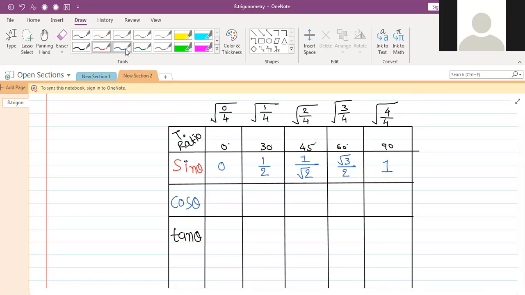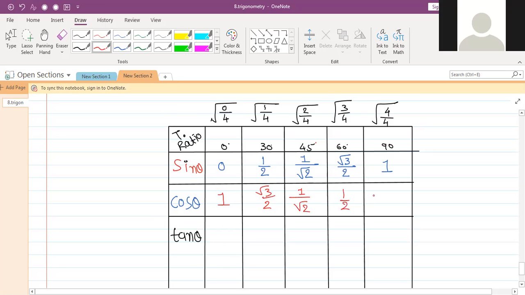Okay, now how can you remember the value of cos theta? You can write from this one, start from this one. Here you can write 1 in reverse. Okay, then root 3 by 2, then 1 upon root 2, here 1 upon 2, and this one is 0. Understand how we can find the value of cos? Yes, sir.